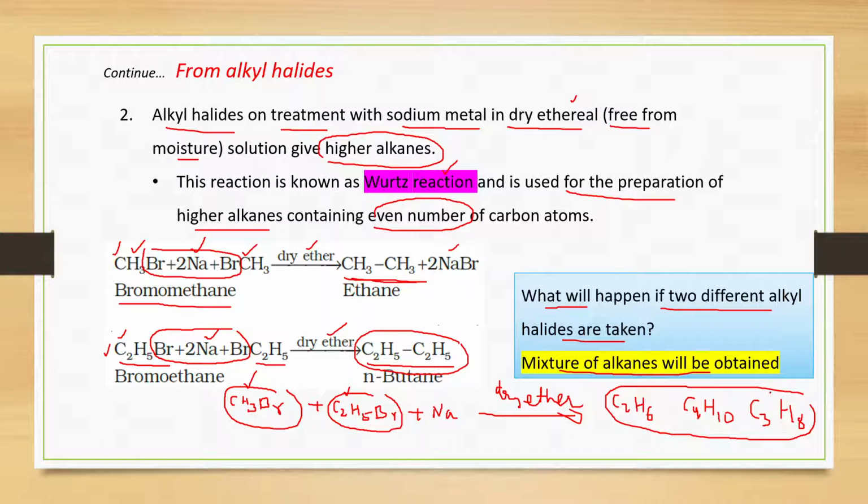Okay? जैसे यदि आपको odd number of carbon atom में C3H8 बनाना है, प्रोपेन बनाना है, तो प्रोपेन बनाने के लिए आपको एक मोलिक्यूल ब्रोमोमीथेन का लेना पड़ेगा, एक मोलिक्यूल आपको ब्रोमो इथेन का लेना पड़ेगा.